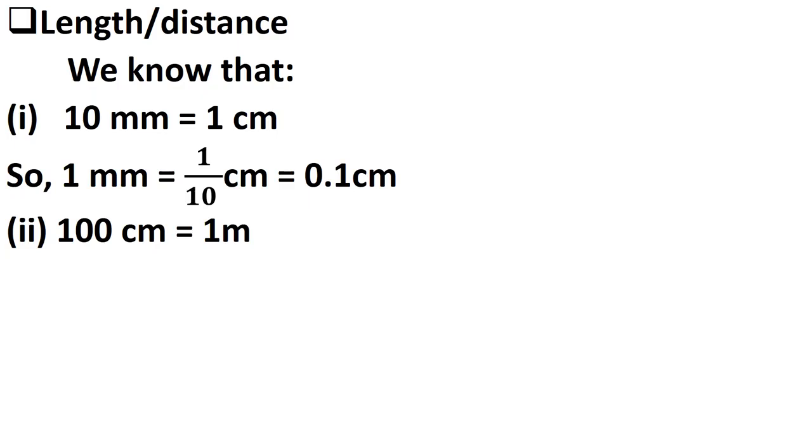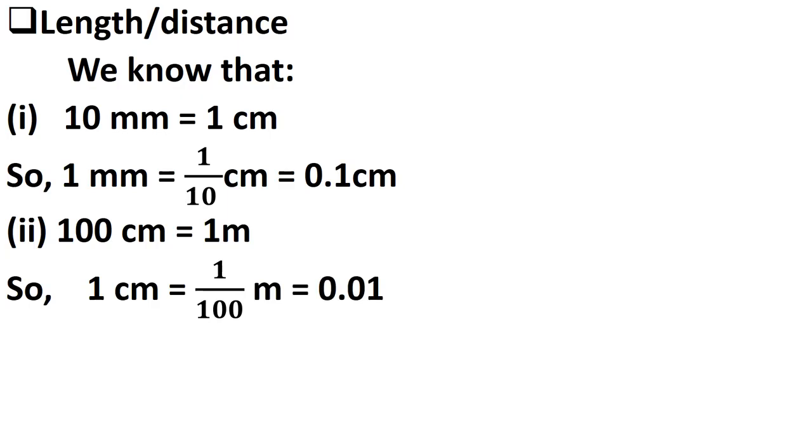Now 100 centimeter equal to 1 meter. Now we are converting centimeter into meter. So 100 centimeter equal to 1 meter, 1 centimeter equal to 1 upon 100 meter, which is equal to 0.01 meter. Because in denominator now here are 2 zeros, we will place decimal before 2 digits.